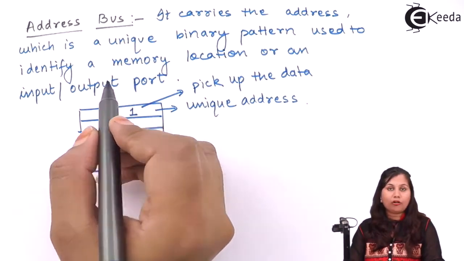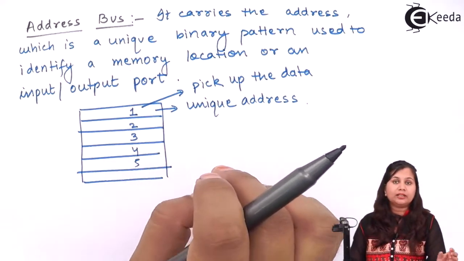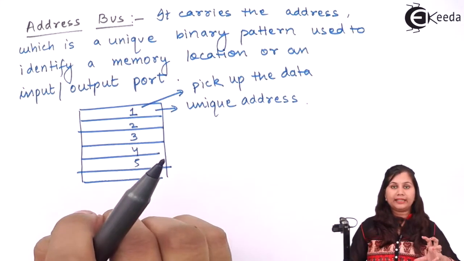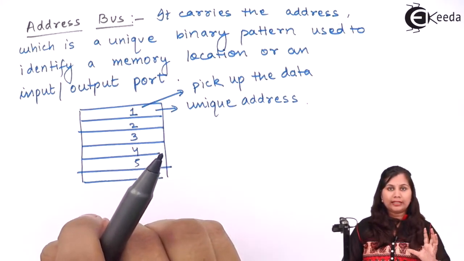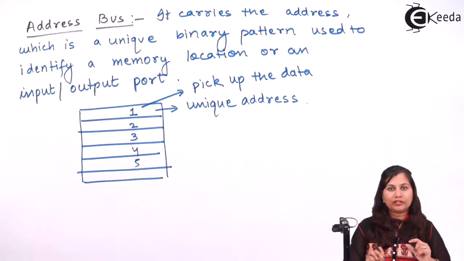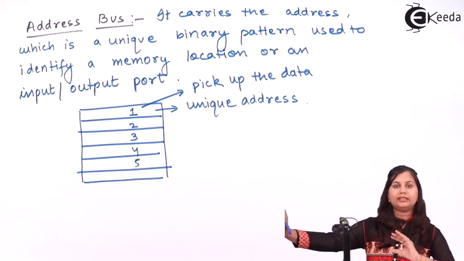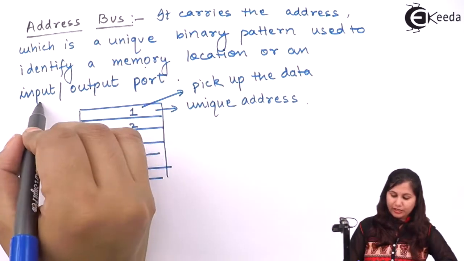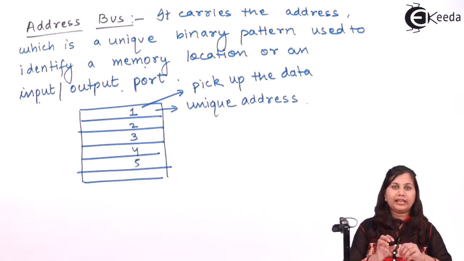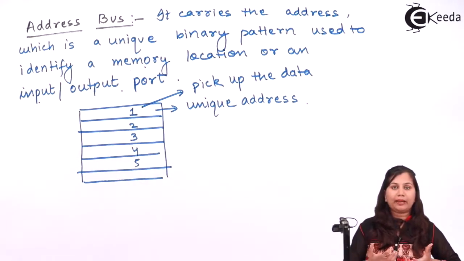Similarly, the input and output ports on the microprocessor also have addresses. Whenever the microprocessor has to pick data directly from an input device, it will give that address to that input device, so it can easily pick the data from that input device, or display the output to a specific output device. So the memory locations and input output devices have unique addresses, and this address is given to the microprocessor through the address bus.